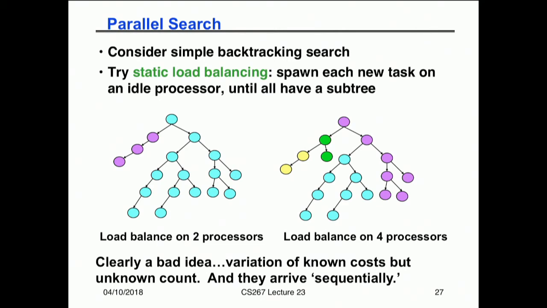Here's what that same tree would look like on 4 processors. The first 2 pieces of work are the yellow and the green, and then the next one is the cyan continuing, and the last one is the purple. So obviously these are bad. It's a bad idea to try to do any kind of static load balancing when you have an unstructured tree search, unless you know something about the tree structure that is going to be very balanced.